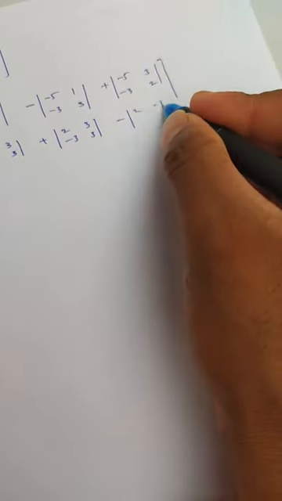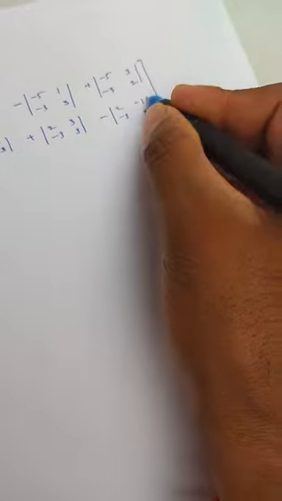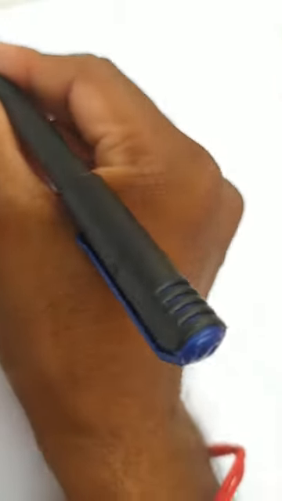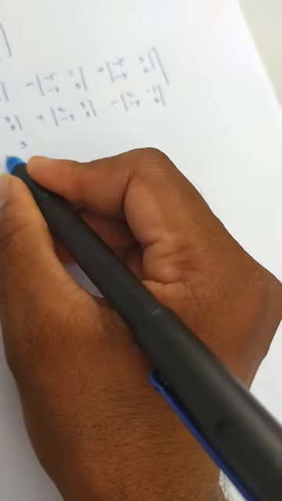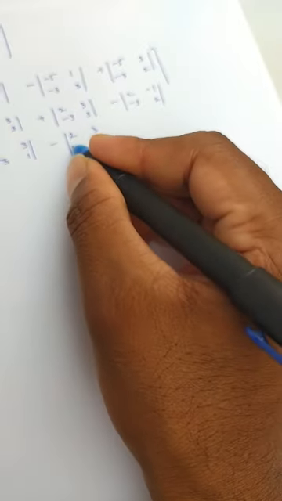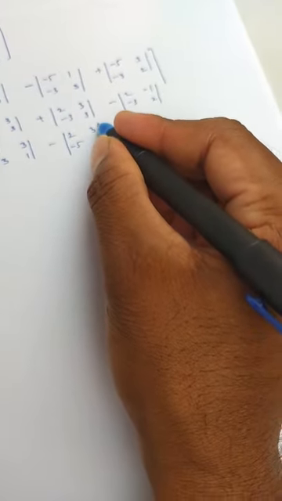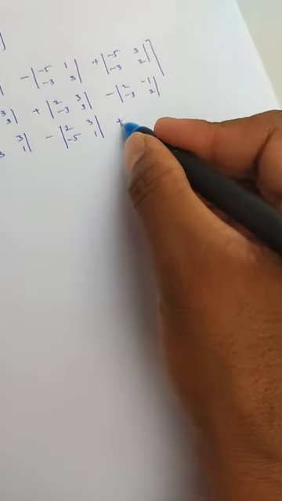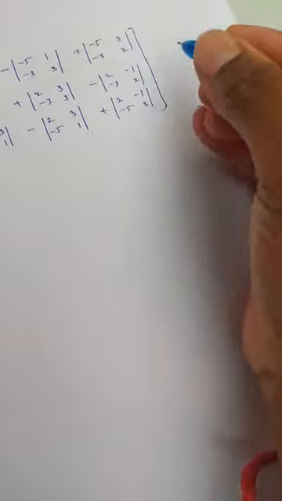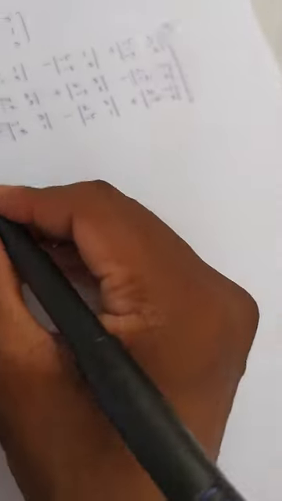Next minus 2 minus 1 minus 3 2. Now plus this element, remove the column and row, minus 1 3 3 1. Next minus, remove this column and row, 2 3 minus 5 1. Last one plus 2 minus 1 minus 5 3. So this is the cofactor matrix. By transposing it you will get the adjoint.